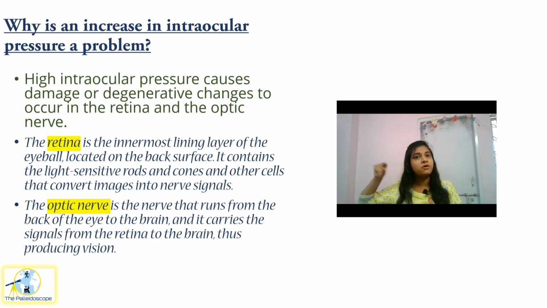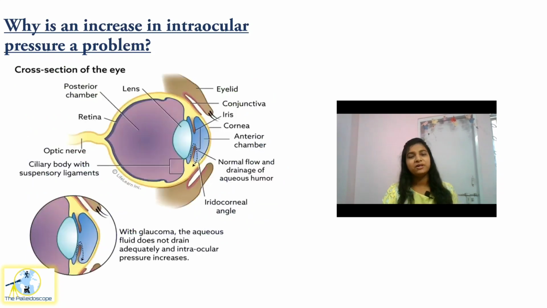Apart from that, what is optic nerve? The nerve that runs from the back of the eye to the brain. This is taking those signals to the brain. So if these two are damaged, what will happen? We will not be able to see. Ultimately, blindness. Okay? So this is the problem that is caused by increase in intraocular pressure.